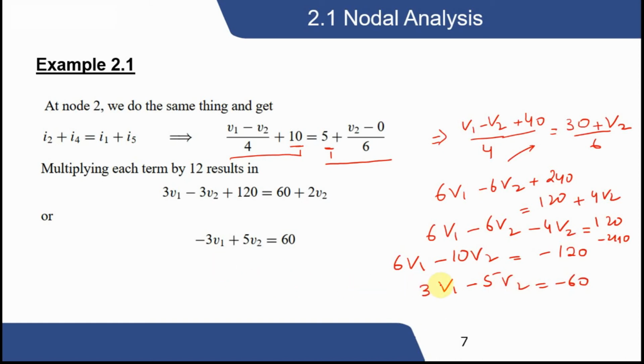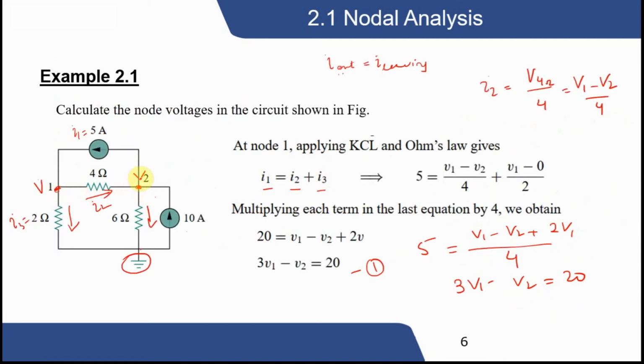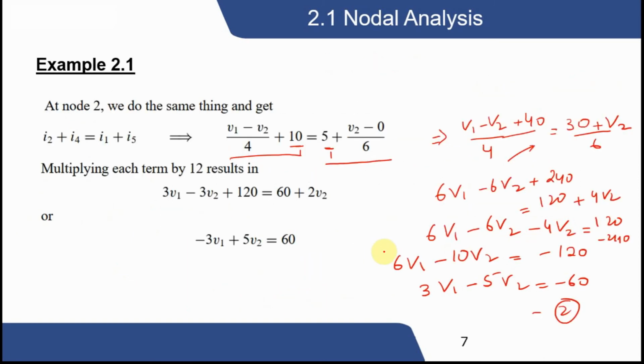If you take minus common here, it becomes minus 3v1 plus 5v2 equal to 60. So we have equation 2. Currently we have two unknown variables, and for n unknown variables we require at least n equations. So currently we have two unknown variables, which are v1 and v2, so we must have at least two equations, this one being equation 2. So we have two equations.